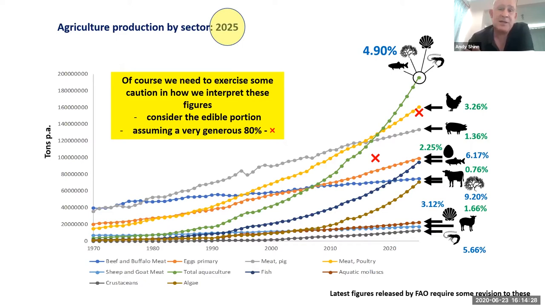To be more realistic, we know that when we fillet fish, we're probably only getting between 35 and maybe 50%, depending on the fish species. So really, we have to move those two red crosses further to the left. We still have quite a way to go before we overtake some of those main agricultural industries, and I think it's always important that we think about this when we interpret some of these figures.